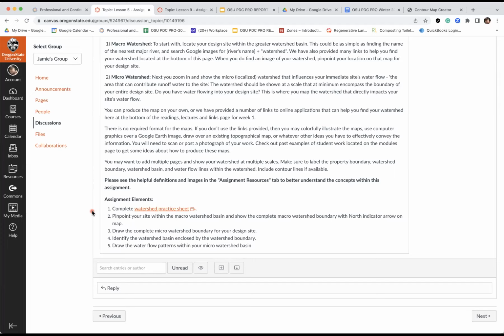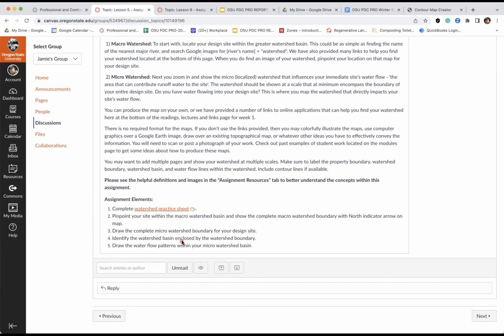It gets harder when we're applying it to our own project sites. So again, whenever you include a map of your macro watershed basin, you want to include where your site sits within that. And then we want to get into the micro watershed boundary. That's really looking at lands above your project site that influence or could influence your site. They may or may not, but they could.